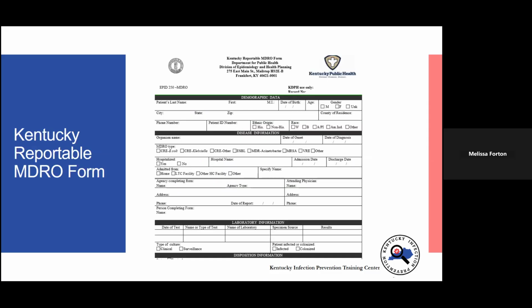This is an example of the reportable MDRO form. This can be done online, but it gives you an example of the kind of information it's asking. And this is information that the lab is not going to have access to all of. So it will ask for demographics, the type of MDRO, whether the patient required hospitalization, and further information.